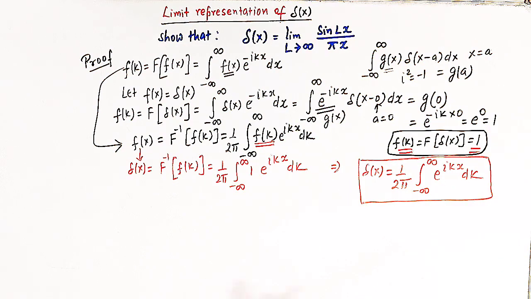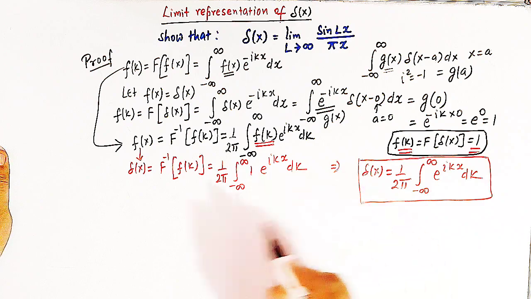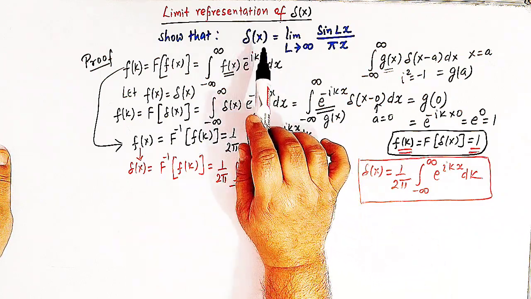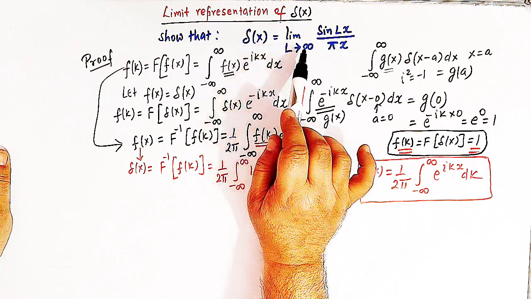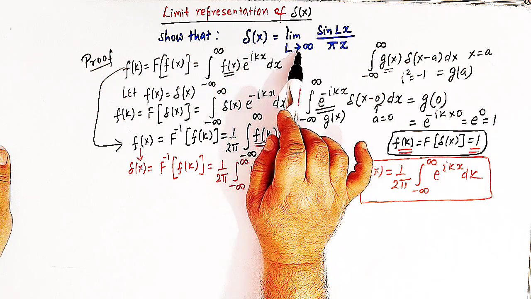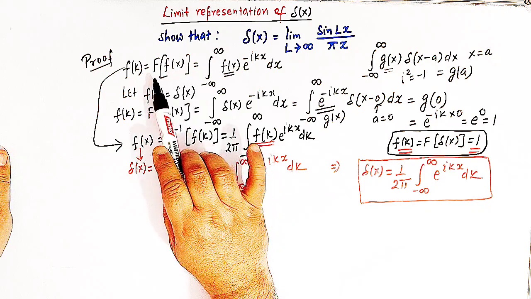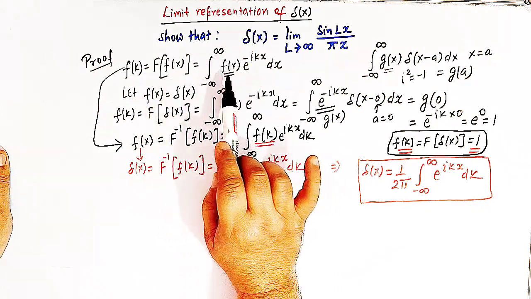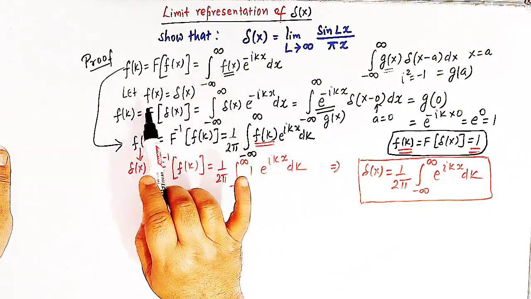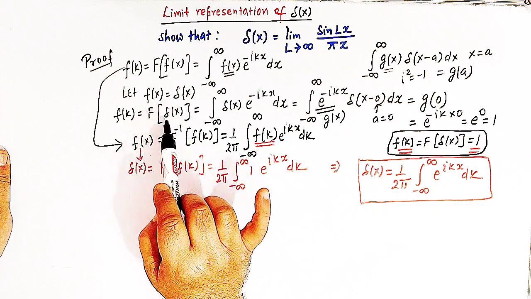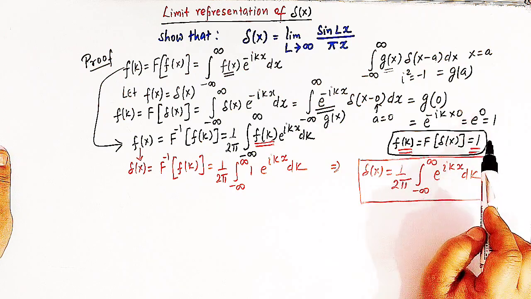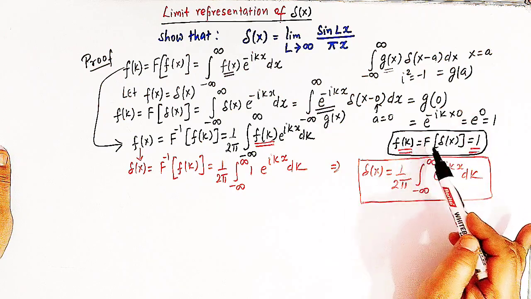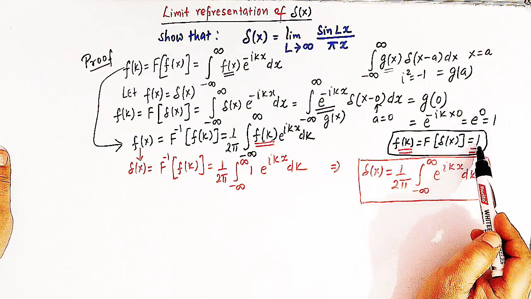So let us quickly see what we have done so far. We have to show that the delta function, that is delta of x, is equal to this limit, right? So we have started from the definition of the Fourier transform. Then we have obtained the Fourier transform of the delta function by this definition, and we got F of k, that is the Fourier transform of delta x, is 1.